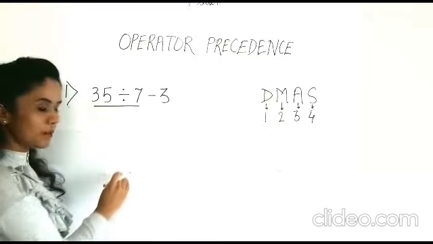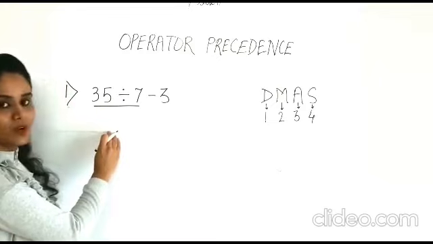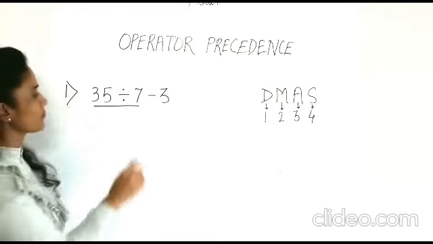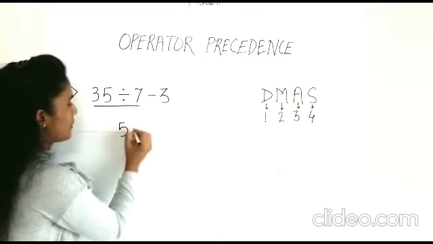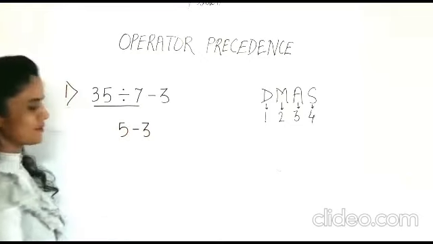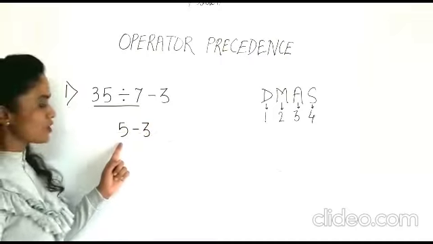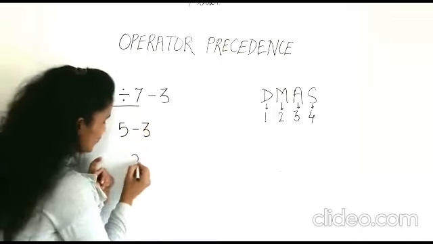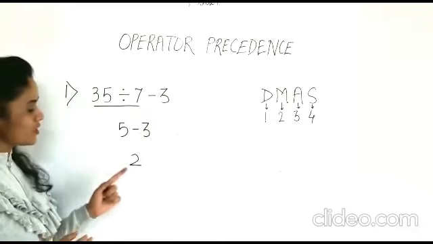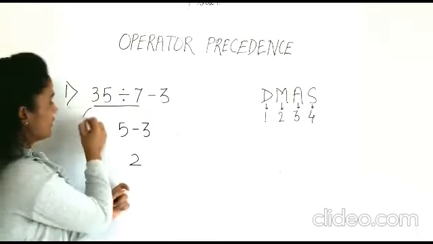We'll solve it step by step, and in every step we will do only one operation. So 35 divided by 7 is 5, minus 3 as it is. And the next operation to be performed is subtraction, that is 5 minus 3 is 2. So this is your final answer for this expression.